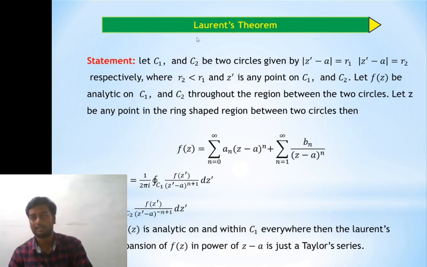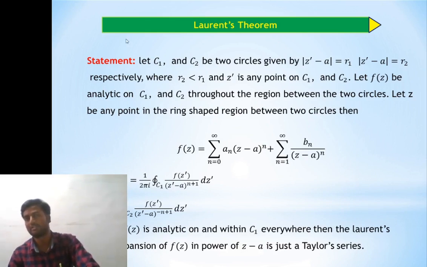So the next one is Laurent series. Let C1 and C2 be two circles with radii R2 less than R1. Z dash is any point on C1 and C2. Let f of z be analytic on C1 and C2 and throughout the region between the two circles. Z is any point in the region. Then this is your analytic part, and this is the principal part, where an and bn are coefficients.